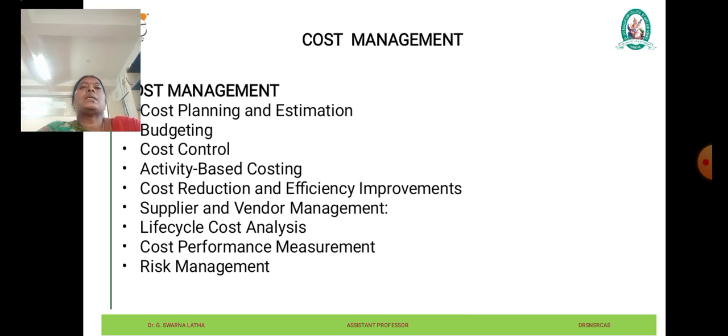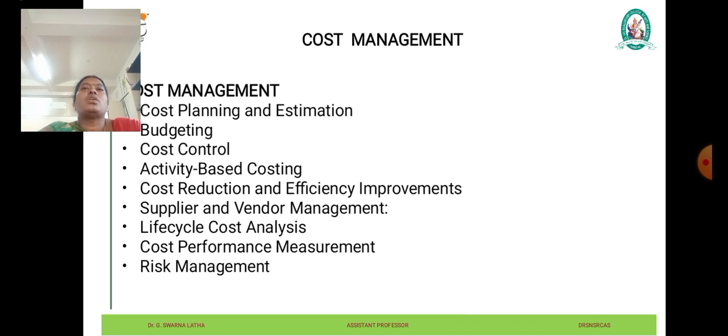operations. Supplier and vendor management. Cost management extends to managing relationships with the suppliers and vendors to optimize procurement cost. This may involve negotiating favorable terms, consolidating purchases, and selecting suppliers based on factors such as price, quality, reliability, and delivery time to minimize cost and ensure value for money.